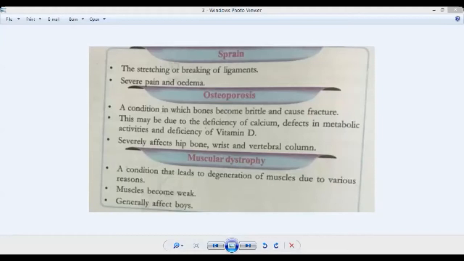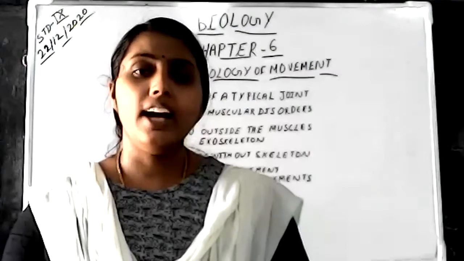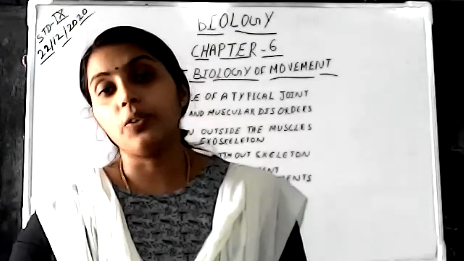Then next is muscular dystrophy. Muscular dystrophy is a condition that leads to degeneration of muscles due to various reasons. Then muscles become weak, and it generally affects boys. Okay. So these are the diseases affecting the skeletal and muscular system.